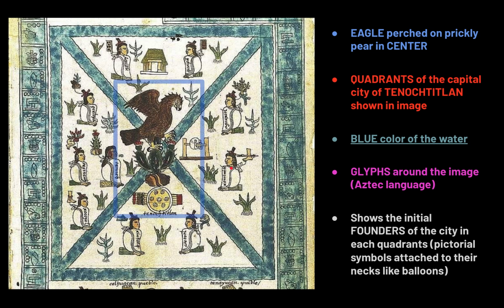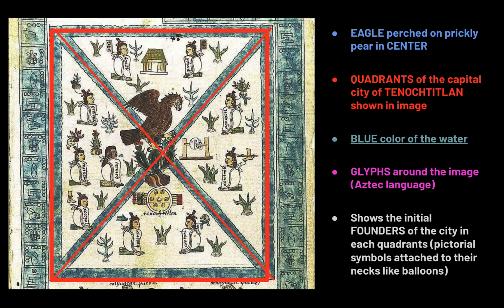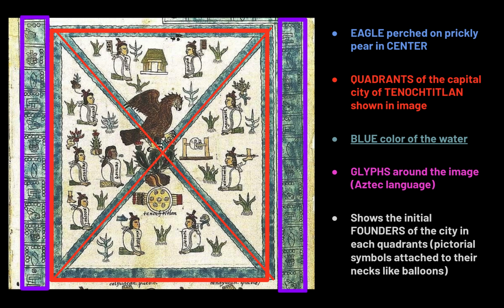So on this page, we see the eagle perched on top of a prickly pear in the center. We see the reminder of the fact that Tenochtitlan is broken down into quadrants. We can see the blue color of the water that would have been a big part of the city of Tenochtitlan. On the side, you see glyphs. That is the Aztec language. And in between all of these quadrants, we can see that there are many very abstracted figures. They're minimal. They're tiny. Those represent the original founders of the city.